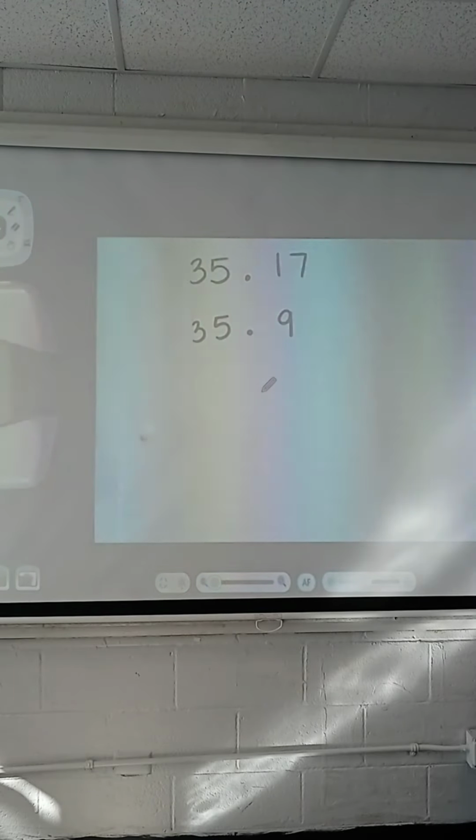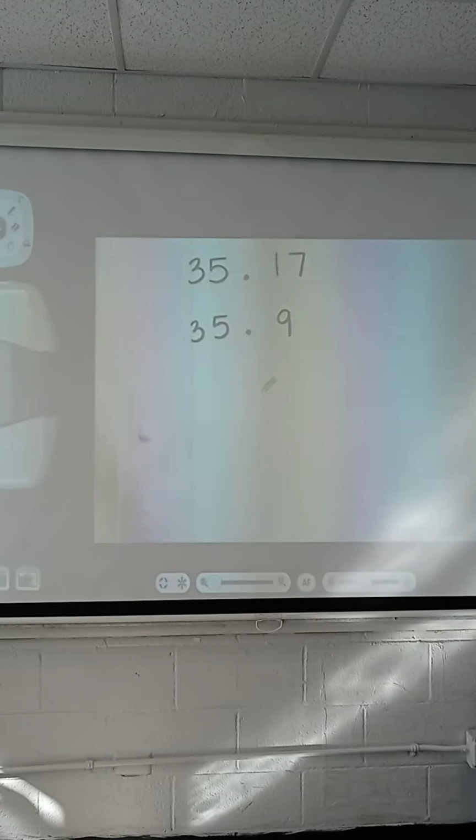Raise your hand if you agree that 35 and 9 tenths is the larger number. Raise your hand if you think 35 and 17 hundredths is the larger number. Unfortunately, the 35 and 9 tenths is the larger number. Remember I told y'all, looking at the fact that it got 17 right here and that says 9, you can't go by that. That's not how you look at this.